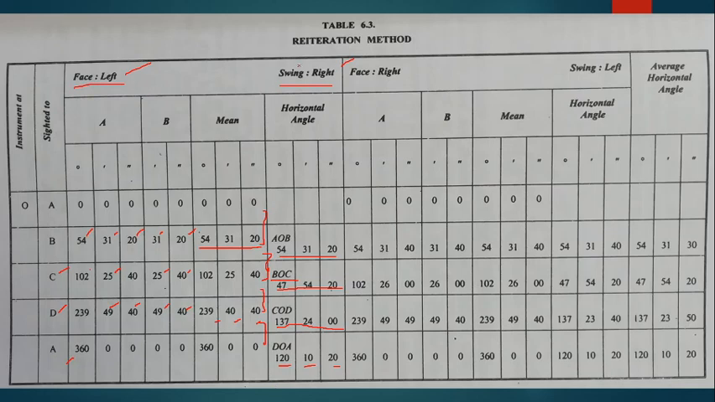So with face left, swing right, we have got all the readings: angles AOB, BOC, COD and DOA. Now we have to repeat the entire process with face right also. Here it is face right, swing left. Anyhow, you can swing right also, there will not be any problem.